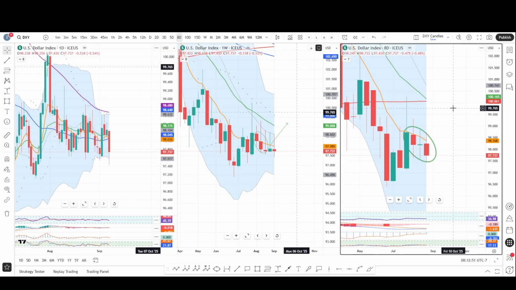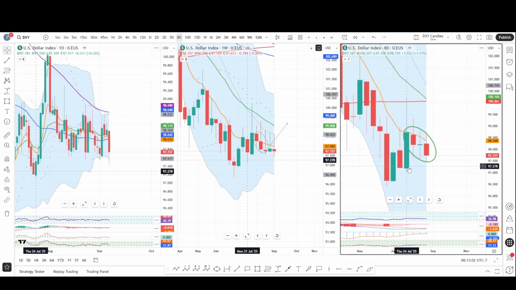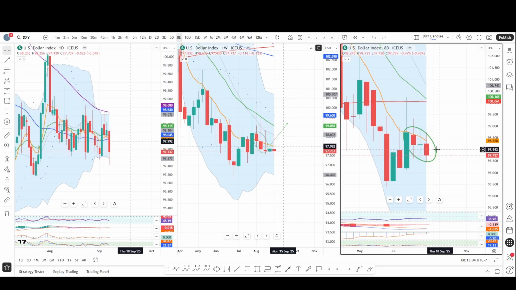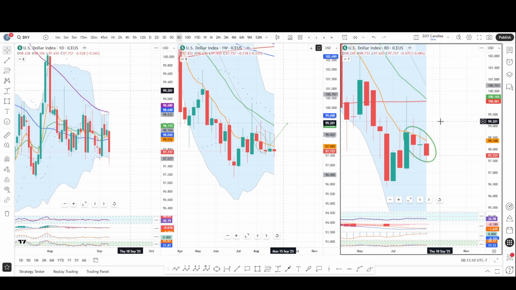The same applies to the 8-day frame, which potentially is forming a rising three methods here. We are seeing three candles within the body of the green candle. The chances for moving higher could be slightly better.